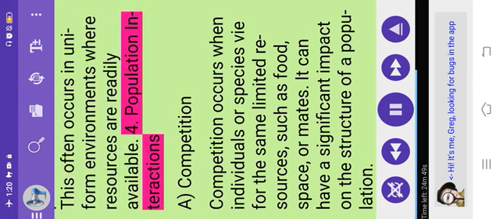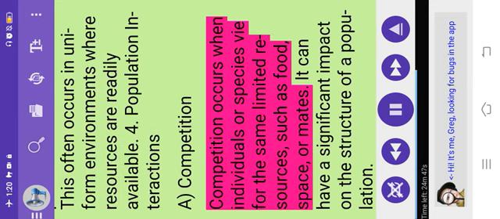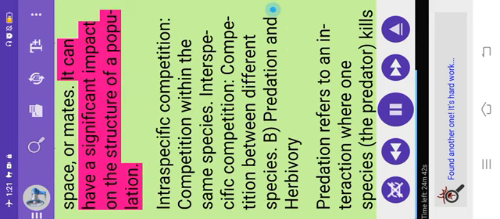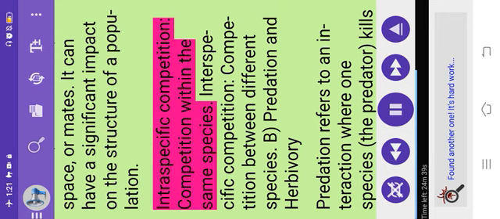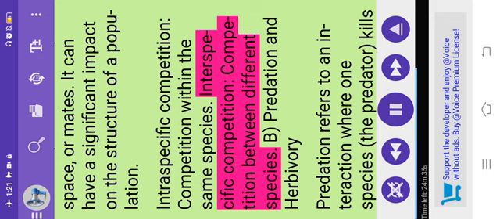4. Population interactions. A. Competition. Competition occurs when individuals or species vie for the same limited resources, such as food, space, or mates. It can have a significant impact on the structure of a population. Intraspecific competition: competition within the same species. Interspecific competition: competition between different species.